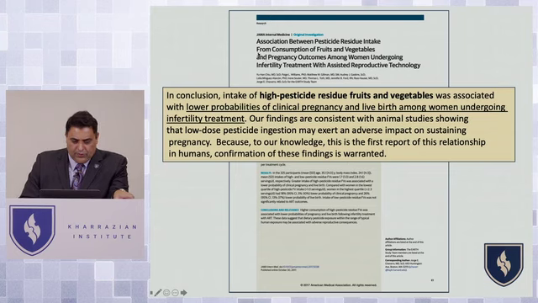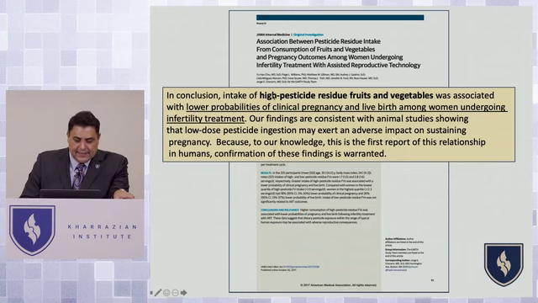Now, in conclusion, this was another paper that was published in the Journal of the American Medical Association Internal Medicine. This is what they found in their study. And this is a really important study: association between pesticide residues intake from consumption of fruits and vegetables, and pregnancy outcomes among women undergoing infertility treatment with assisted reproductive technology. Whenever you see pesticide residue, just think of organic versus non-organic.